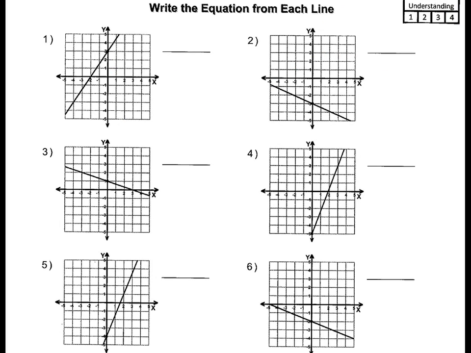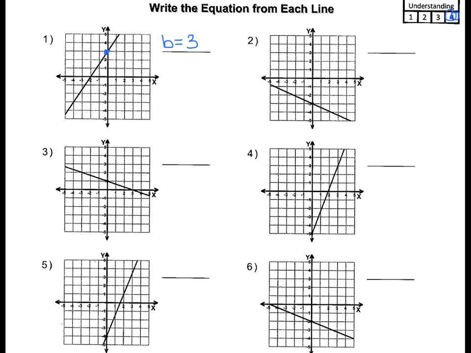Okay, so on the last page, we're going to write the equation for each line. Always first, pick your understanding. I'm a 4. And in number 1, you always want to first identify your b value. Your b is always your y-intercept, where it's hitting the y-axis. So your b is equal to 3.